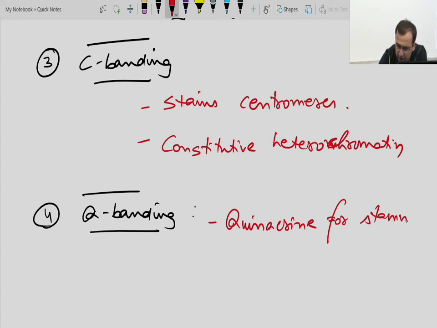So which have we seen till now? G banding, Giemsa. R banding, reverse banding. C banding was for centromeres, and the next is Q banding, in which we use quinacrine for staining. The pattern is similar to G banding.